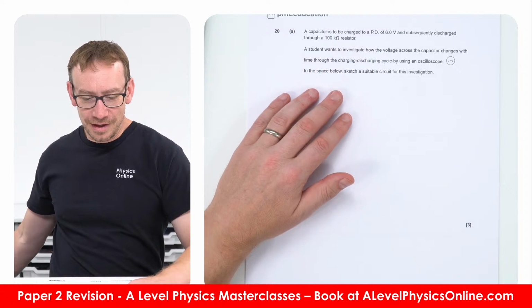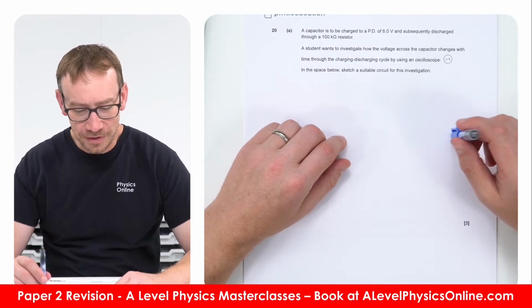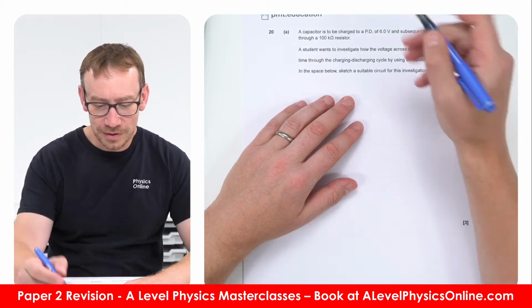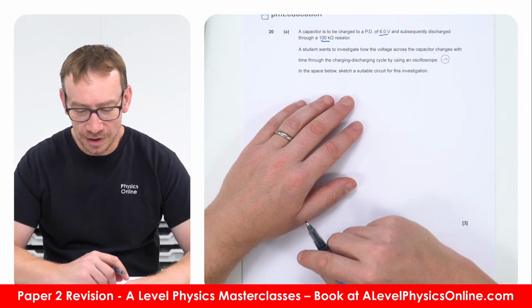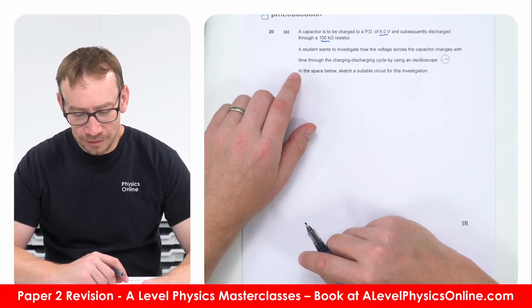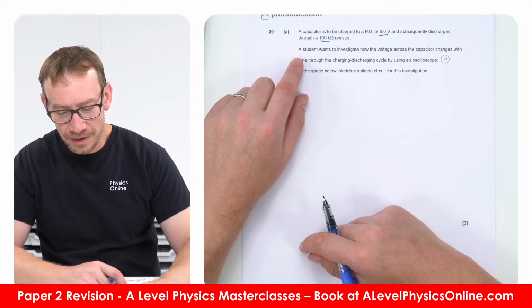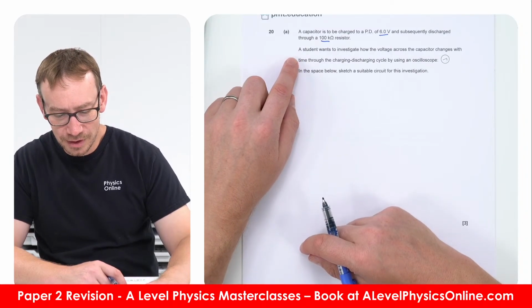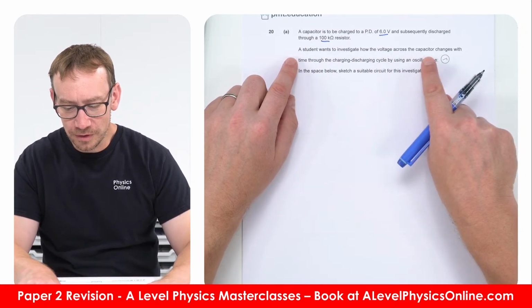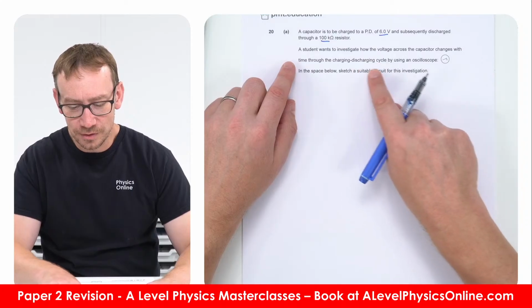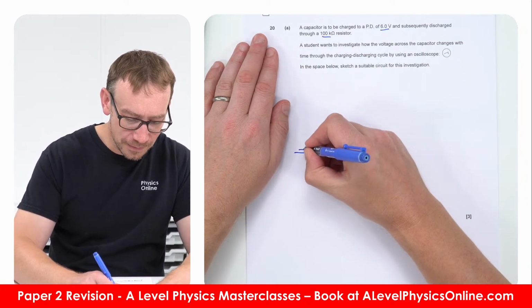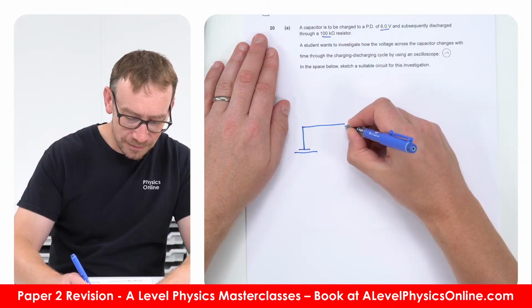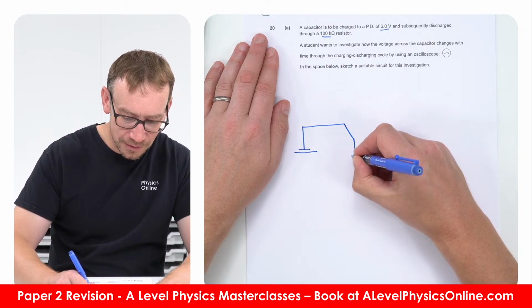Okay, so we've got a question about a capacitor. It's charged to 6 volts, discharged through a 100 kilo ohm resistor. Sketch a suitable circuit for how they could investigate the voltage across a capacitor when it's charging or discharging. So we need some kind of power supply. We have this lovely kind of switch.